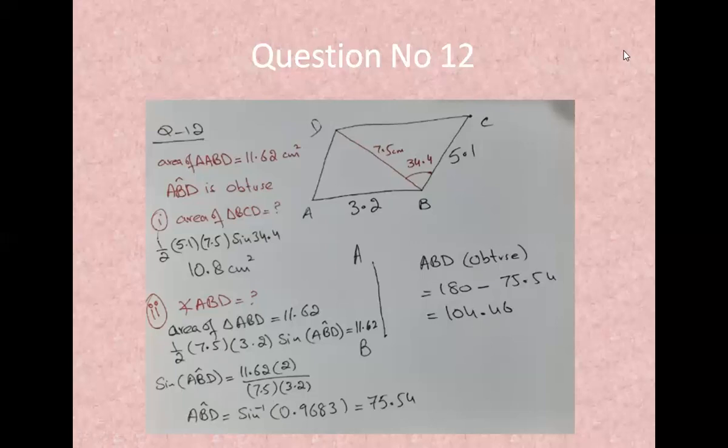So I know this acute angle of the ABD. If the ABD is obtuse, you have to manually find its value. The obtuse angle will be 180 minus 75.54. And that will give you 104.46. 104.46 is the angle ABD, because he has told us that the angle ABD is obtuse. Okay. So that's it, my dear students. We have found the angle ABD. That was the last part of this exercise.